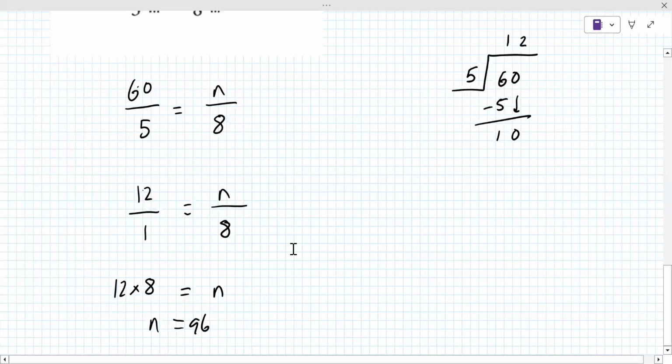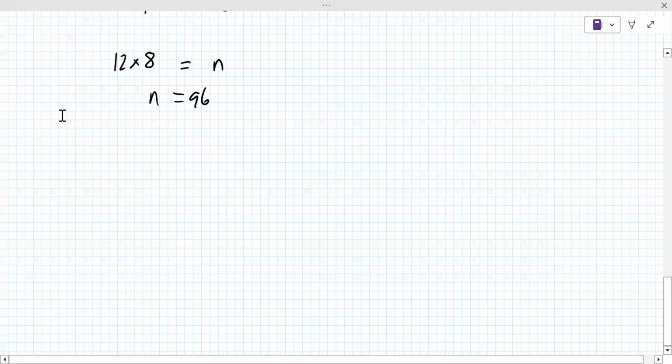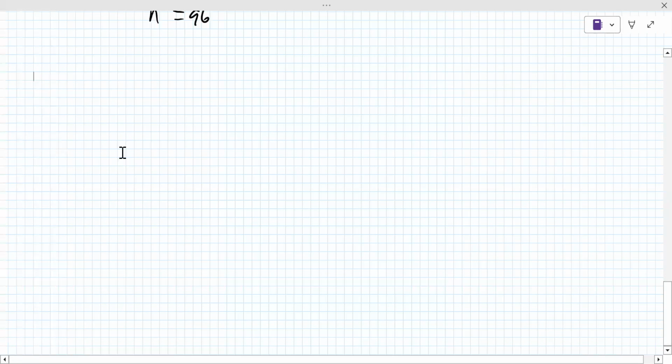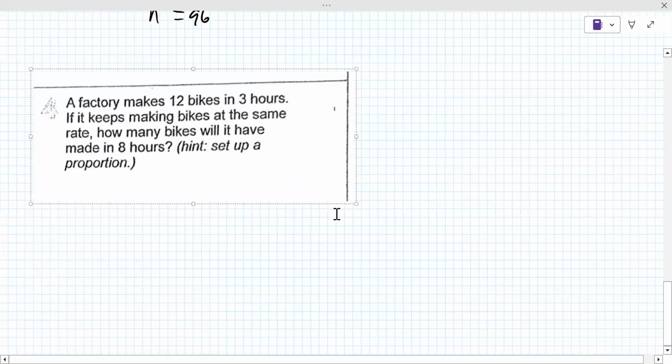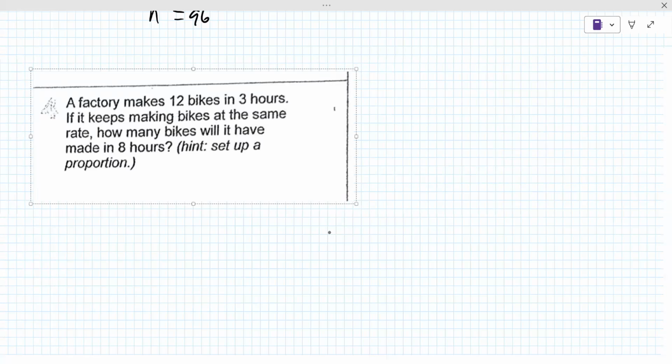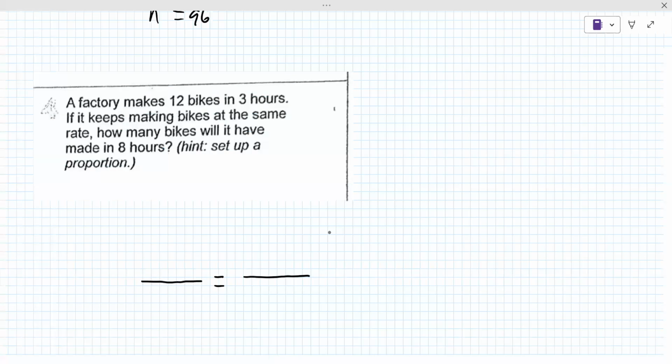All right, so let's look at the next problem here. A factory makes 12 bikes in 3 hours. If it keeps making bikes at the same rate, how many bikes will it have made in 8 hours? So the hint here is to set up a proportion. What I would tell you is to set up 2 fraction bars like that. And then we've got to decide what goes in each.